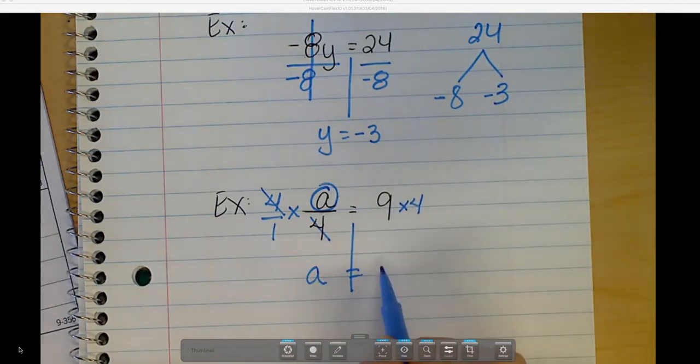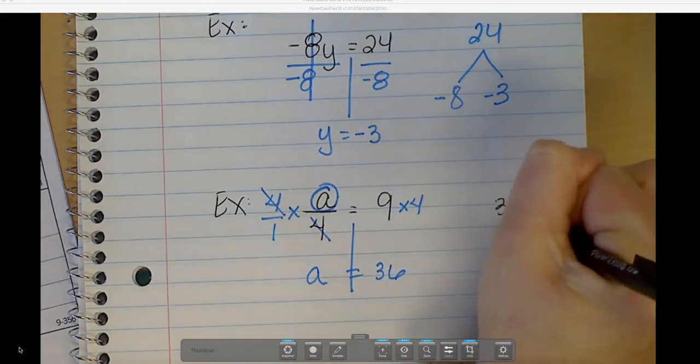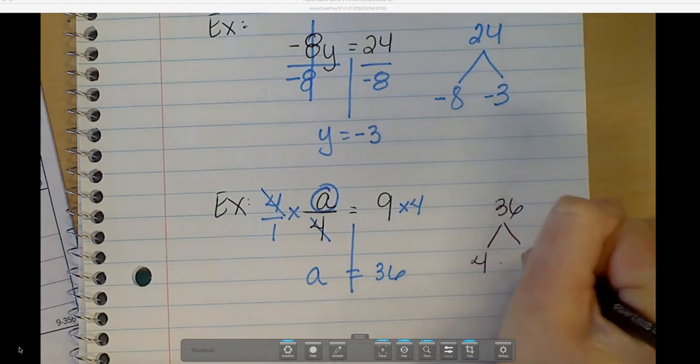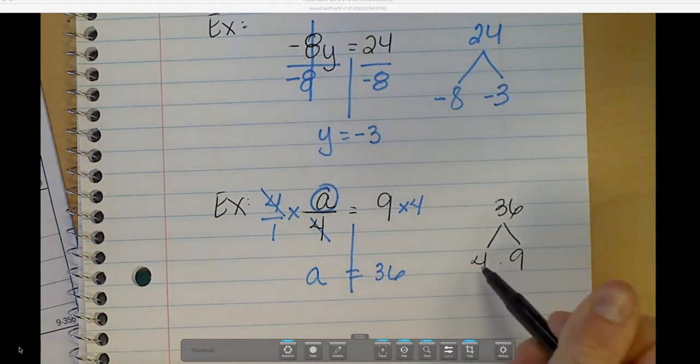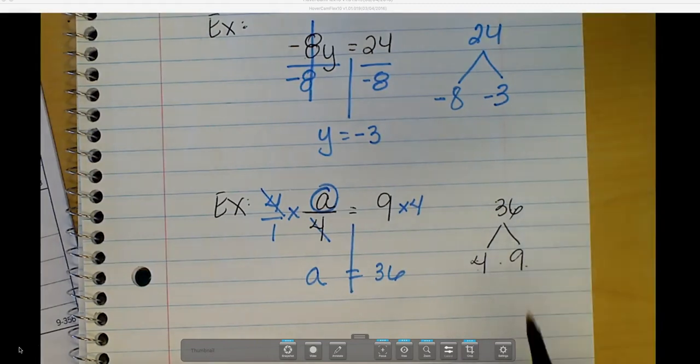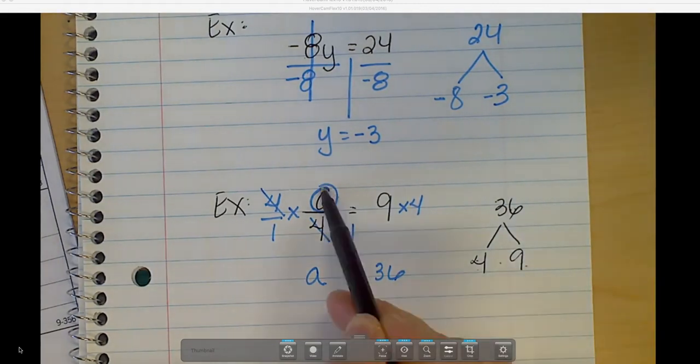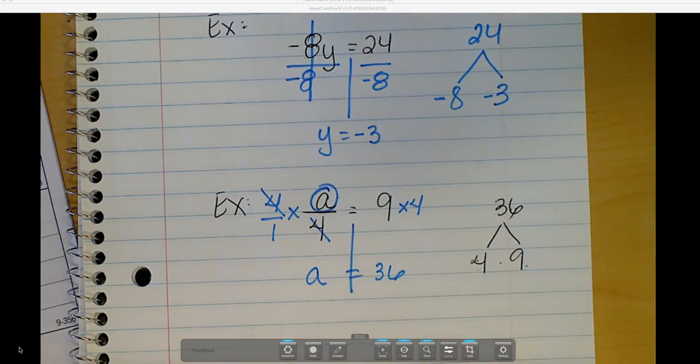When I multiply by 4, I get a is 36. Checking my fact families, if I have 36 at the top, 4 times 9. 36 divided by 9 is 4. 36 divided by 4 is 9. Plugging it in, 36 divided by 4 is 9. I have the correct solution. Let's try another one.